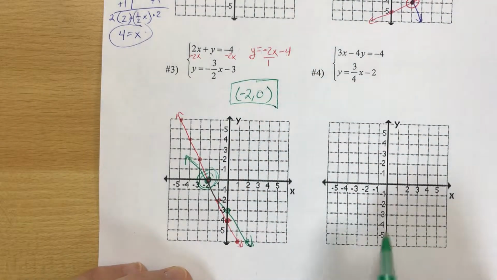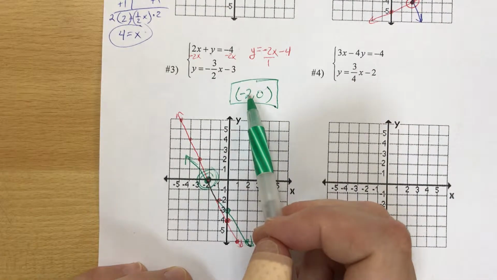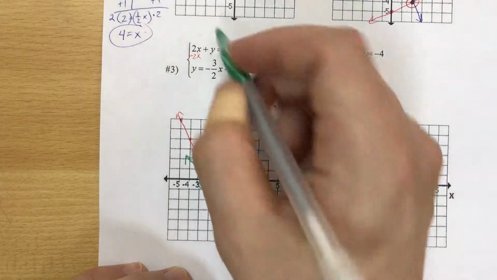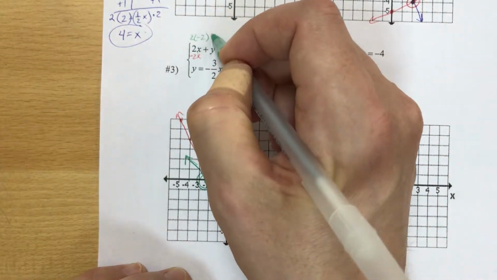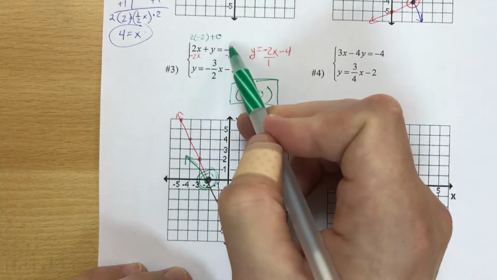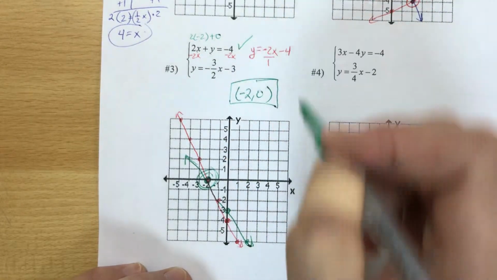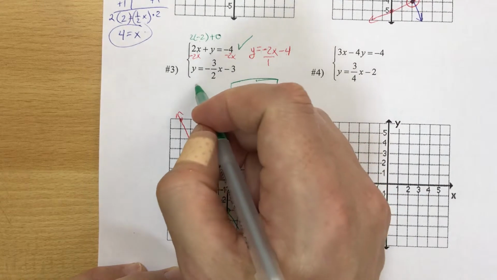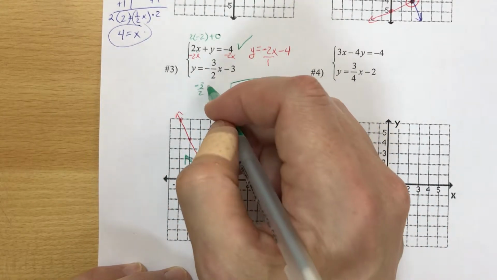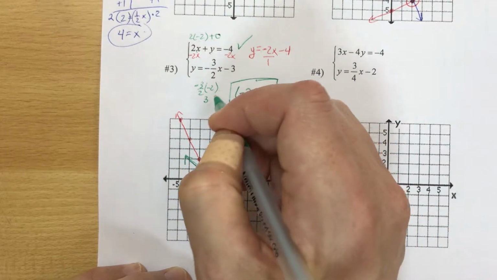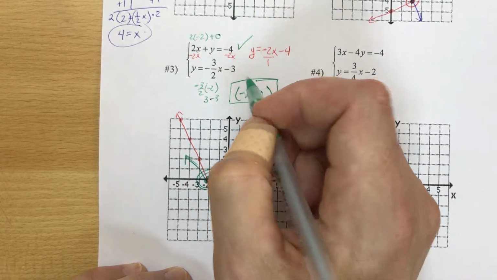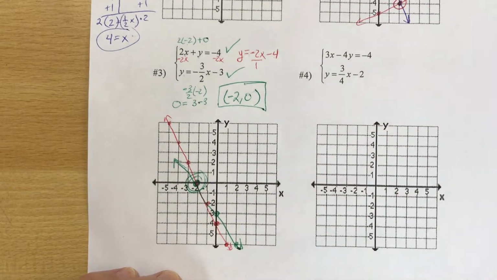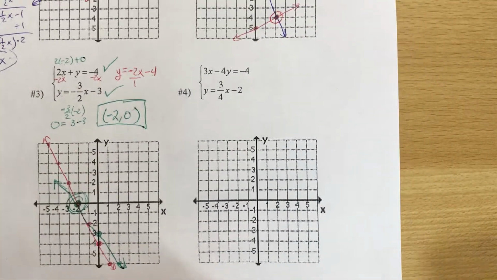And again, if you wanted to check this, you could take negative 2 for x and 0 for y, and if I plug those in, I would do 2 times negative 2 plus 0, negative 4 plus 0 equals negative 4. So the top equation checks. In the bottom equation, negative 3/2 times x, negative 2, that's 3. 3 minus 3 is the y value, which is 0. That checks.